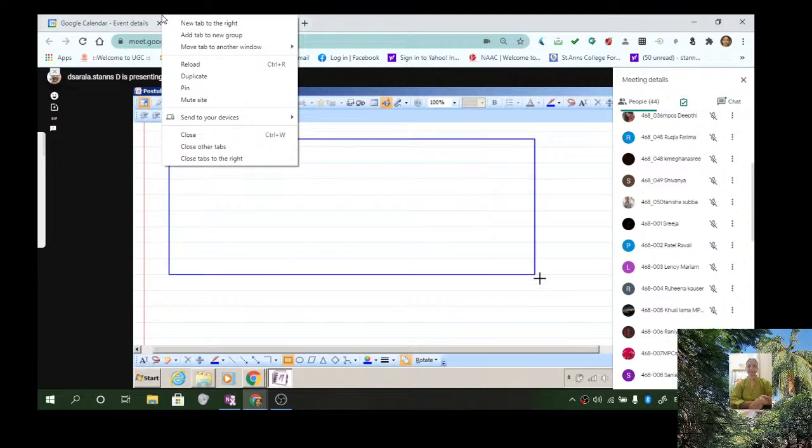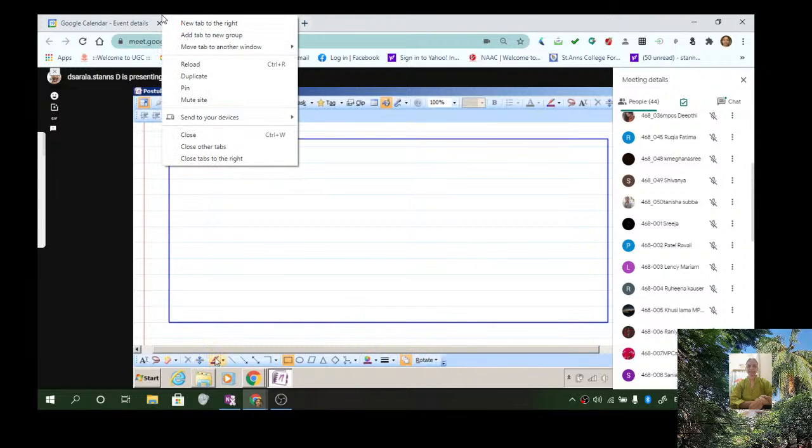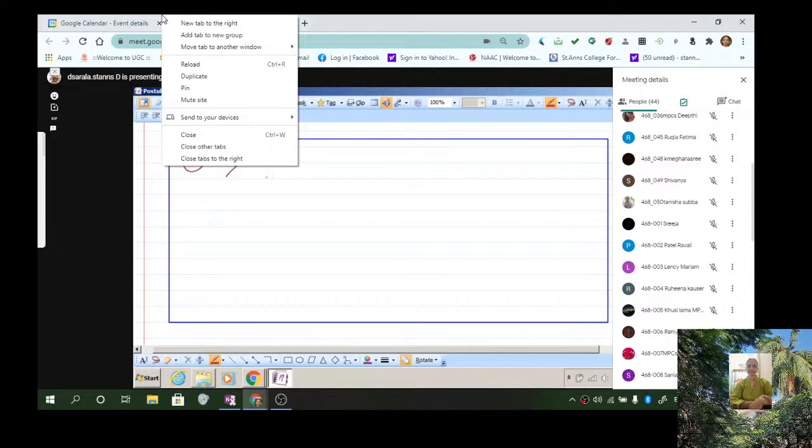Let me put them all in a big diagram here. So the first principle is called the principle of relativity. What does it imply? It implies that there is no fixed frame of reference.